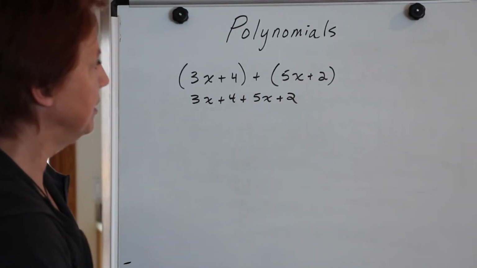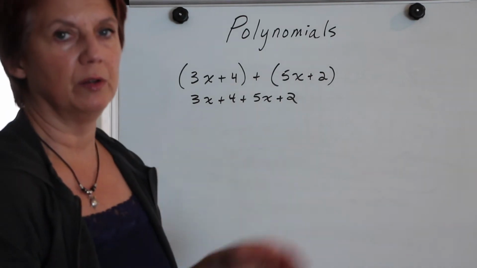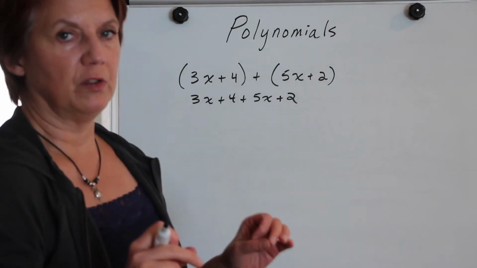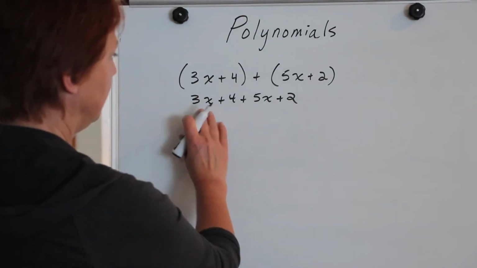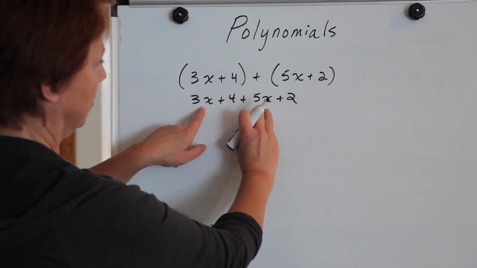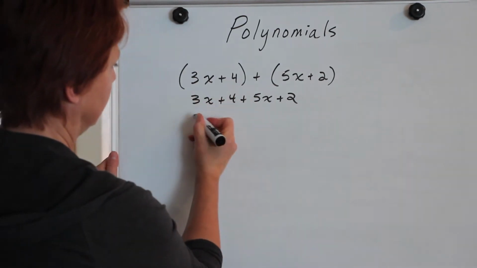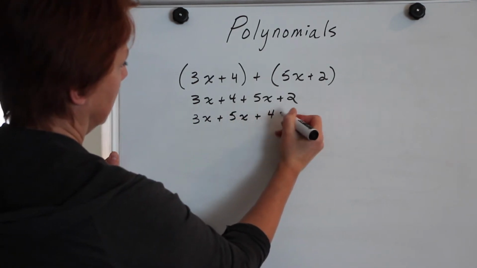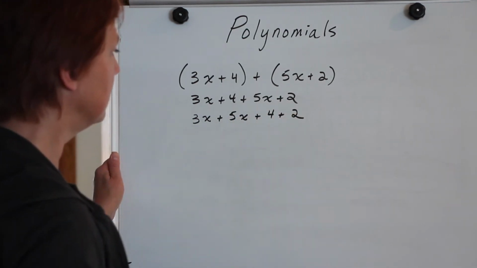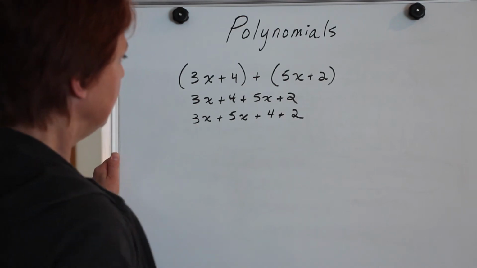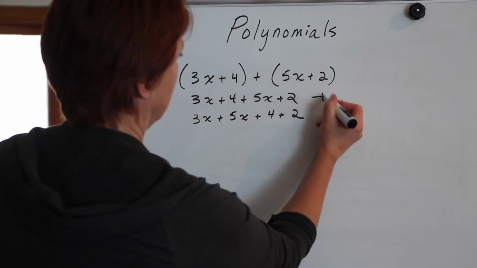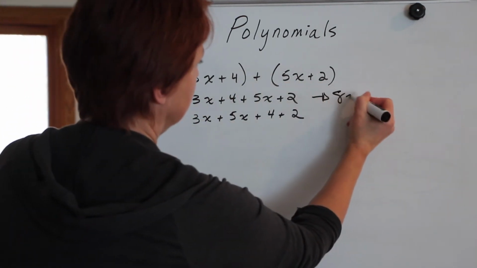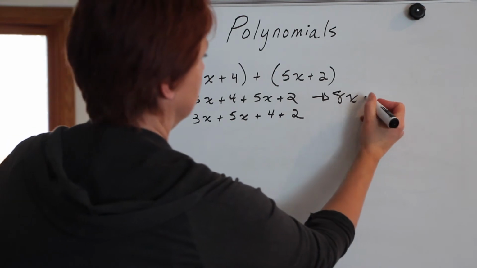Now, when you're first learning to add, subtract polynomials, it's helpful to put the terms in order. So we want to put the leading terms, which is the power of 1 on this x, up front. And you're not going to do a lot of this because it's really only for when you're learning how to do this that this is useful, okay? Because we could say, well, I can add the 3x and the 5x because they're like terms and get 8x. And I can add the 4 and the 2 and get 6.